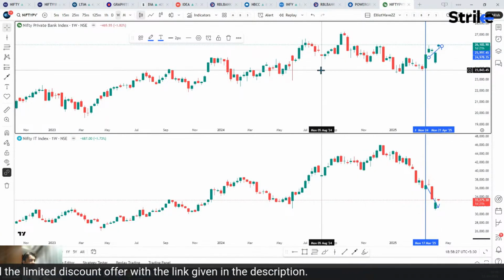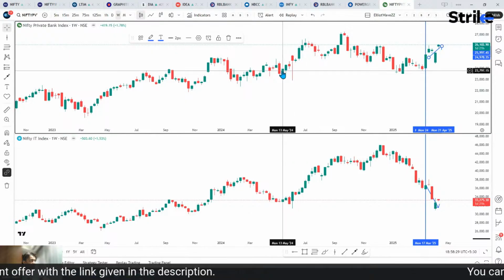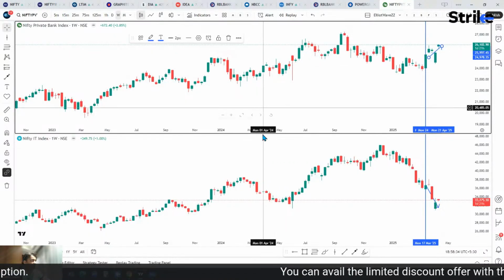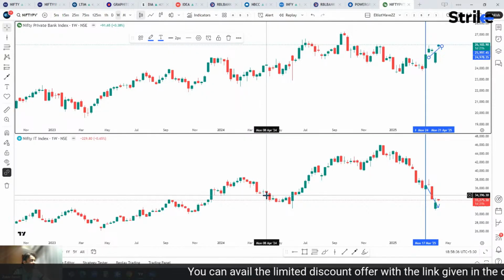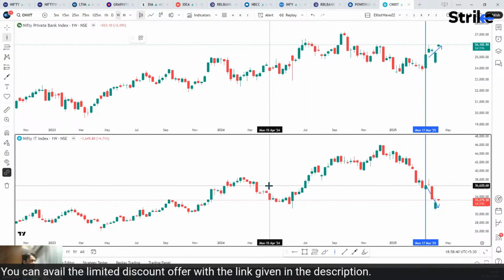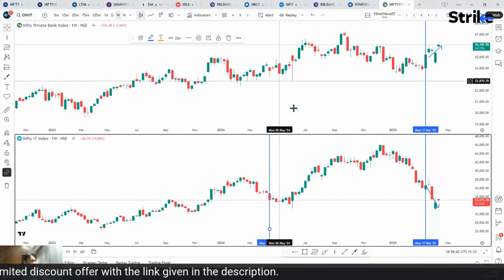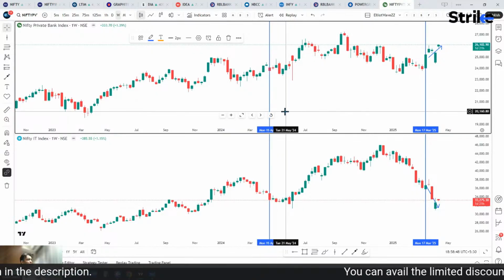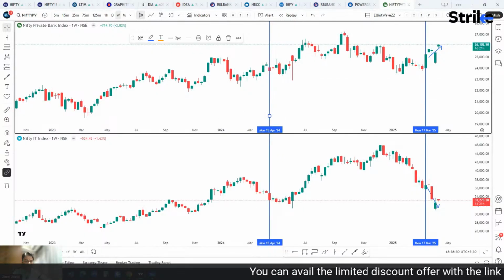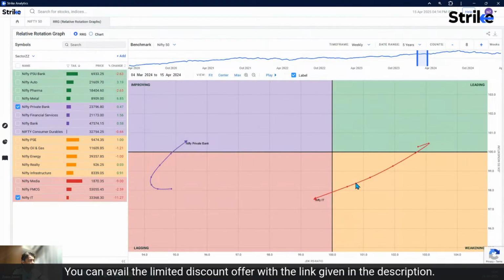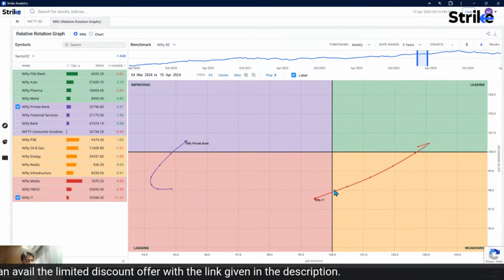Where is 15th of April? Here we go. Somewhere over here, March 8th this year, and over here, 15th of April. Let me draw a line here, and also a line over here. So on 15th of April, what has happened? Private bank has gone improving, and IT is into the lagging. So what we can do is get out of IT and get into private bank.